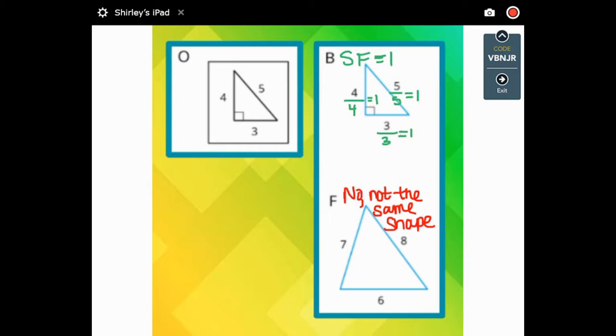So right away, I can tell F doesn't work. It's not the same shape. Get it out of there. I don't have to do any math there. But if I notice that B looks like the same shape and I'm going to circle it, I need to prove mathematically that it is.